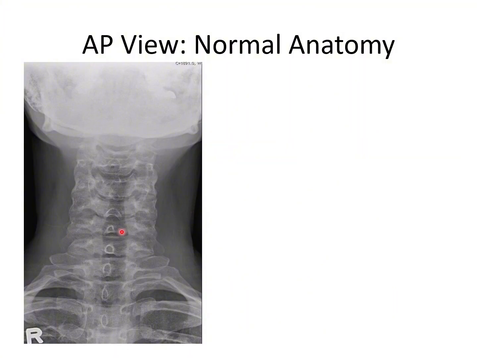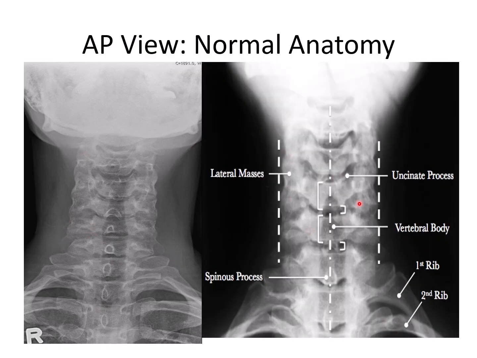Now the AP view. In the AP view, the vertebral bodies should be in the midline, and on either side there are transverse processes or lateral masses, and in the center the spinous processes. These should be aligned in the same line. Here we can see the vertebral bodies, the lateral masses, and the spinous processes. The upper edges of the vertebral bodies are called the uncinate processes in cervical vertebrae. And lower down are the ribs, first and second rib.